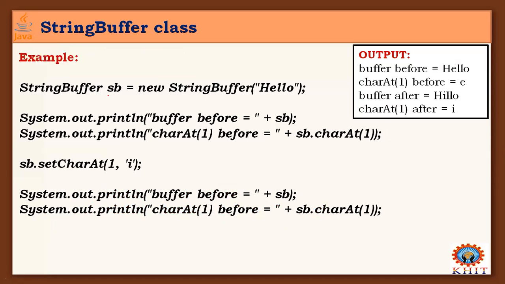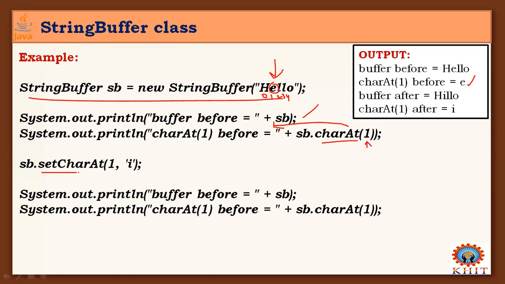And see this example here. I have a StringBuffer object with the value hello, and we are displaying that. And I'm applying this charAt function at that particular index 1. So we know that in hello, 0 index, 1 index, 2 index, 3 index, and 4 index. At index 1, it is e. It returns that character, right? That's why here the output is e.